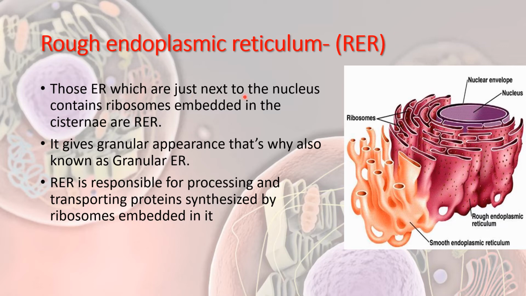The RER is just next to the nucleus and contains ribosomes embedded in the cisternae. What are cisternae? These projections are known as cisternae. This is rough endoplasmic reticulum. It gives a granular appearance, that's why it is also known as granular endoplasmic reticulum. Basically, RER is responsible for processing and transporting proteins synthesized by ribosomes embedded in it. So, what is the function of RER? The function of RER is processing and transporting the proteins which are synthesized by these small dots or ribosomes that are embedded in its membrane.